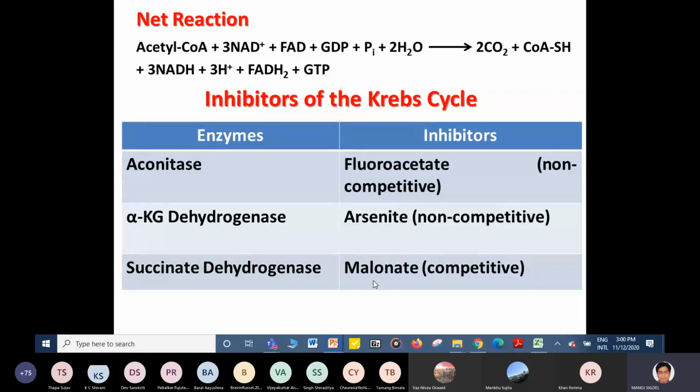Arsenic is the inhibitor of alpha-ketoglutarate dehydrogenase as well as pyruvate dehydrogenase. Next one is malonate, an inhibitor of succinate dehydrogenase. This malonate is the competitive inhibitor. Okay, these are about the inhibitors of the Krebs cycle.